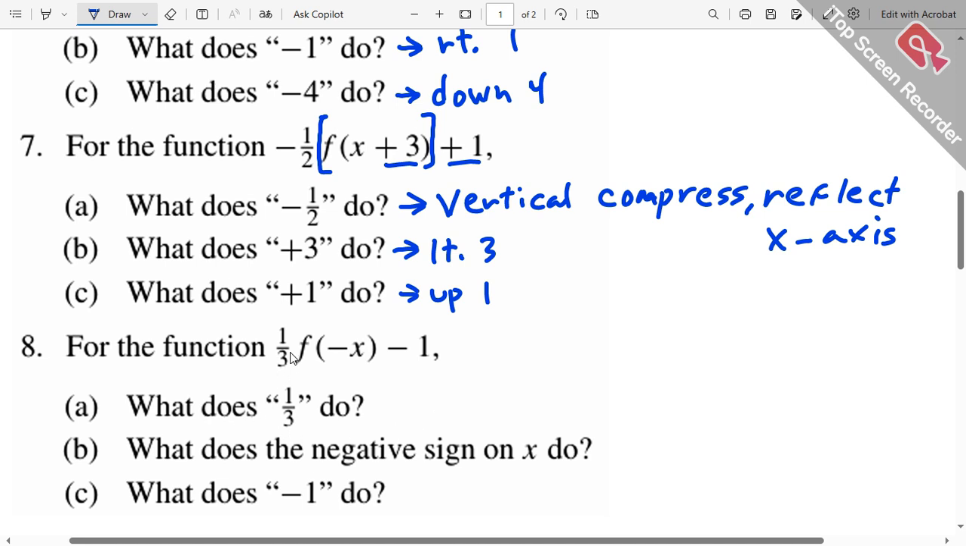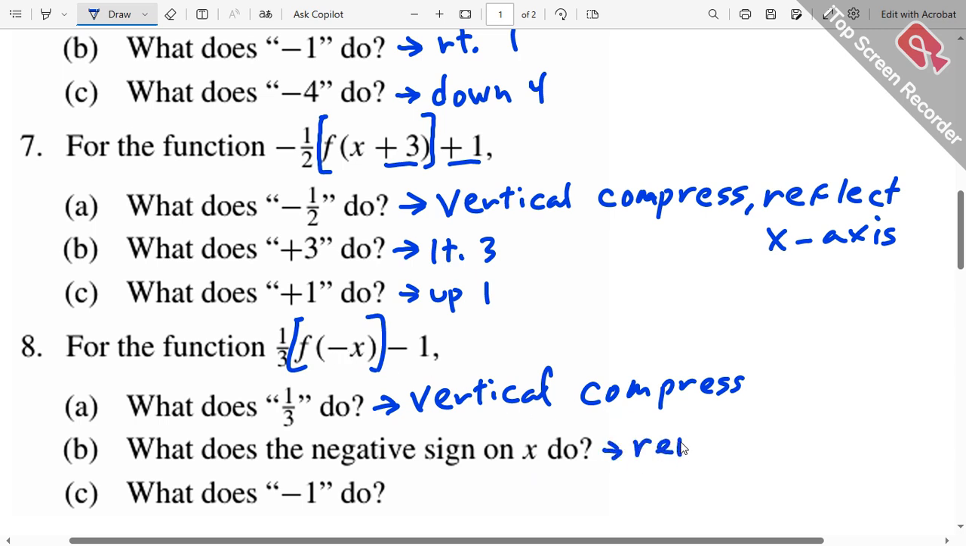All right, finally, number 8. What does the 1/3 do? The 1/3 is times the whole function. So that's vertical compress. All right. What does the negative sign on x do? That reflects over the y-axis. We said that before. You multiply the x by a negative, it reflects over the y-axis. And what does minus 1 do? Well, minus 1 is applied to the whole thing, so that makes it go down 1.